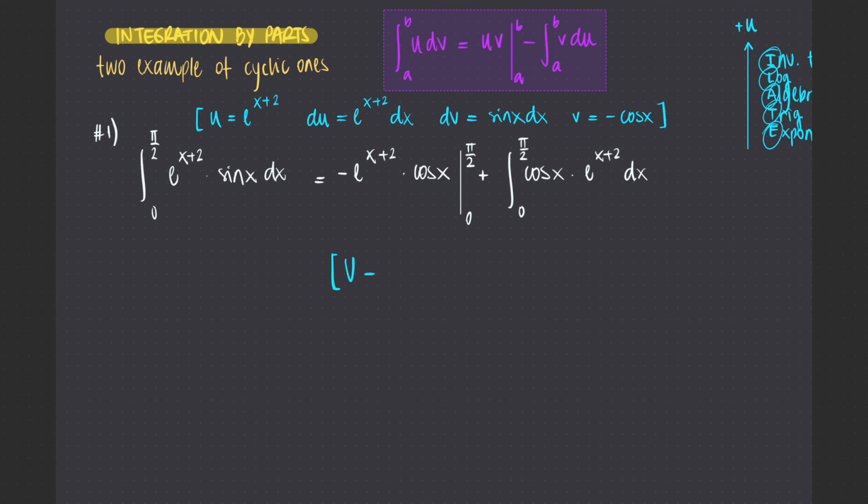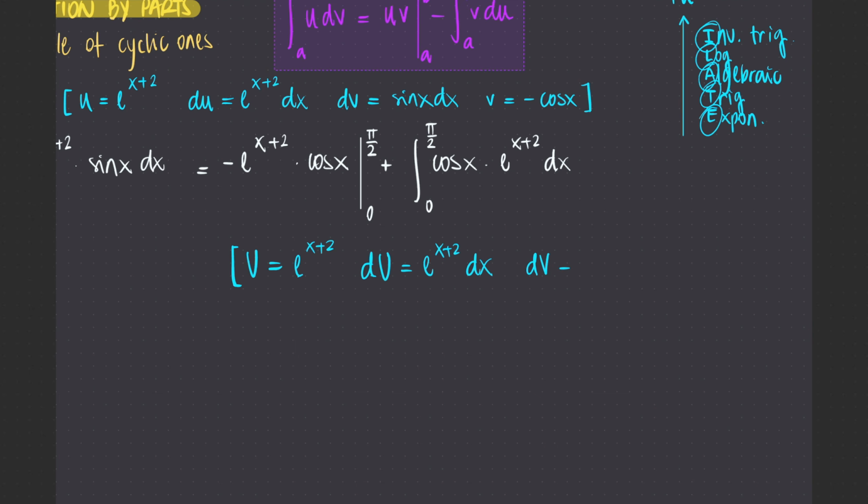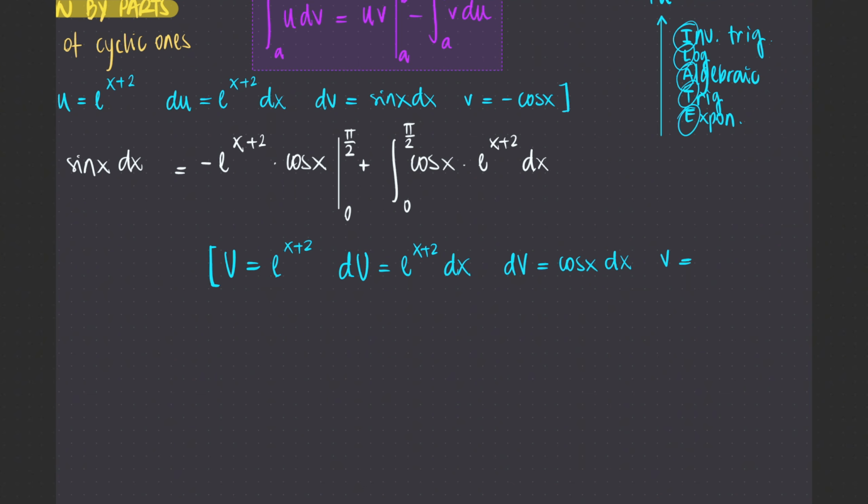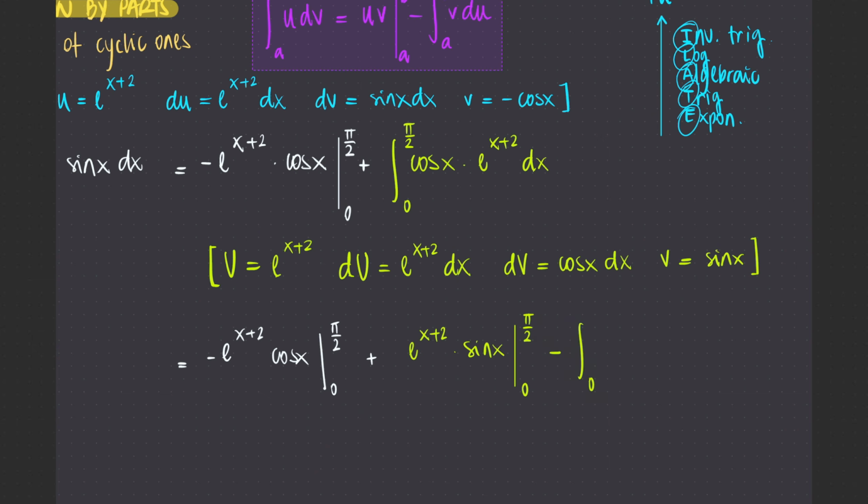So we have capital U as e to the x plus 2, meaning that d capital U is e to the x plus 2 dx. And then we have d capital V as cosine of x dx, which is this guy right here. And capital V is the integral of cosine, which is sine of x. So for this integral specifically, we have capital U times capital V from 0 to pi over 2, minus the integral of V dU, sine of x times e to the x plus 2 dx.